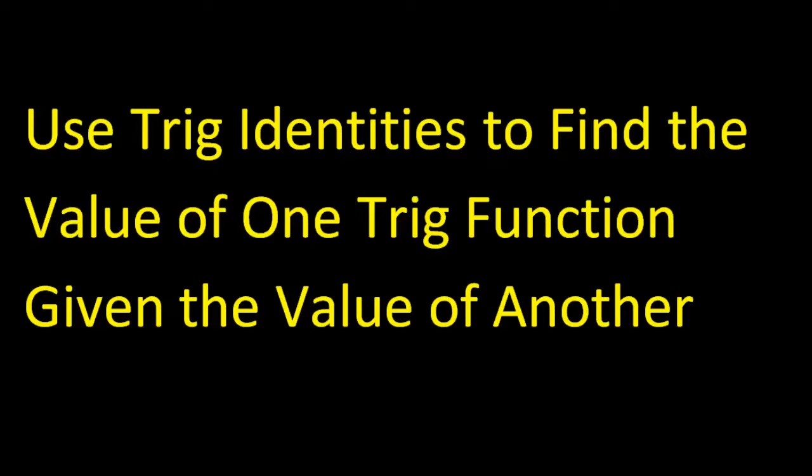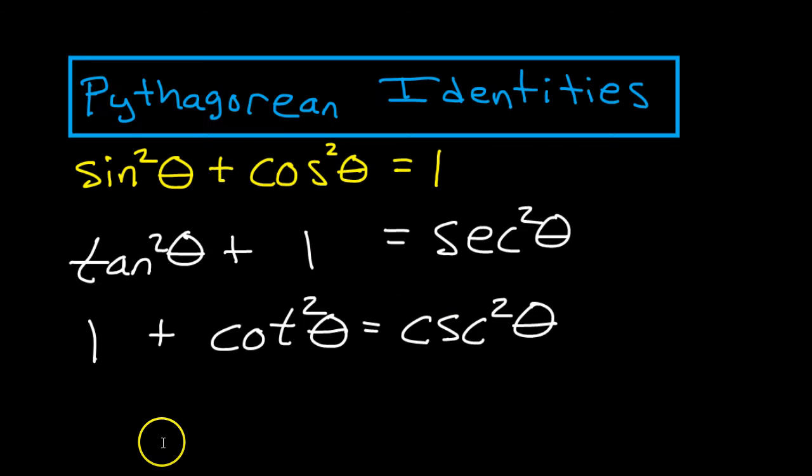In this video, we will use trig identities to find the value of one trig function given the value of another trig function. Alright, at this point in your life, these are the three trig identities that you need to memorize, if you have not already done so. The most important one is shown here in yellow.